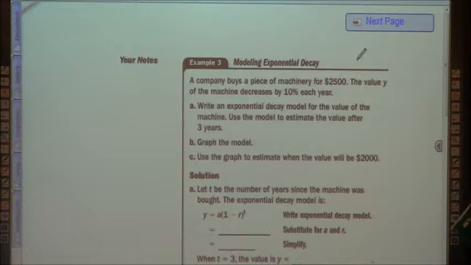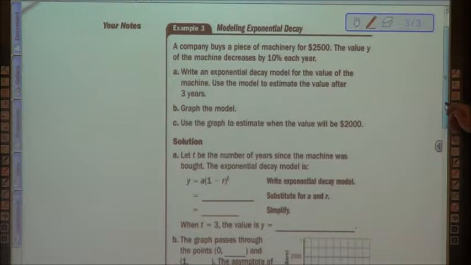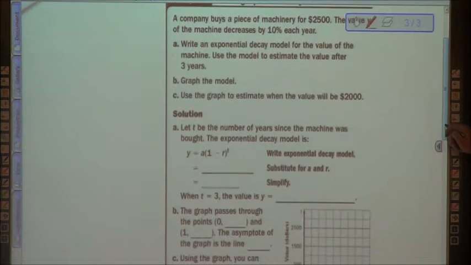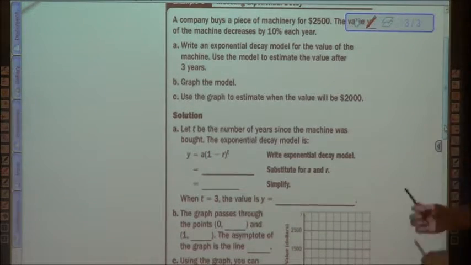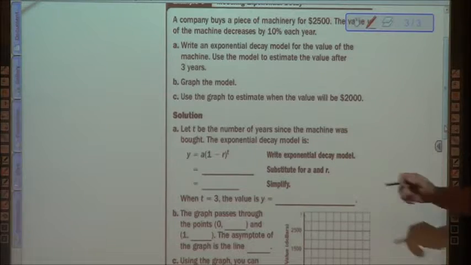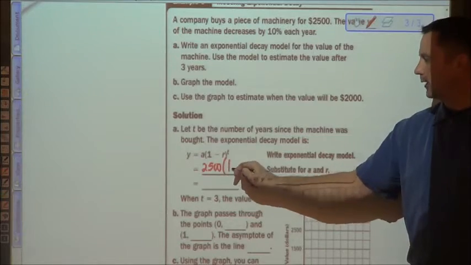Okay, modeling exponential decay. Says a company buys a piece of machinery for $2,500. The value y of the machine decreases by 10% each year. A, write an exponential decay model for the value of the machine. B, use the model to estimate the value after 3 years. C, graph the model. Use the graph to estimate when the value will be $2,000. All right, so this is our exponential decay model. Okay, so what's a in this case? 2,500, that's the original amount.